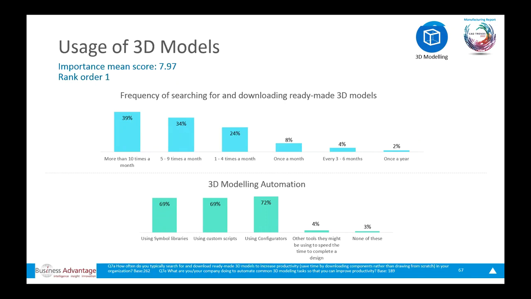Just moving on to the final couple of trends, we won't go into detail on these two, but 3D modeling is now ranked as number one in terms of importance to businesses in the manufacturing sector. It's rated most highly in the Americas region, amongst the transportation industry and amongst large companies. Businesses are now searching for and downloading ready-made 3D models on a regular basis each month. And the use of symbol libraries, customer scripts and configurators is becoming much more widespread.